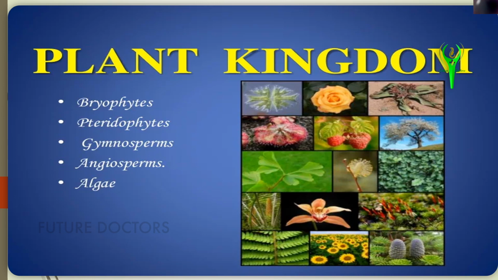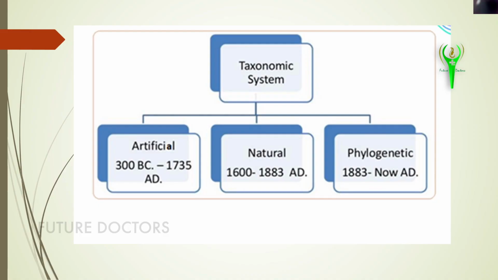The plant kingdom now includes algae, bryophytes, pteridophytes, gymnosperms and angiosperms, and fungi, Monera, protista have been excluded from this. Now let us see the taxonomic systems. The first one is the artificial system.